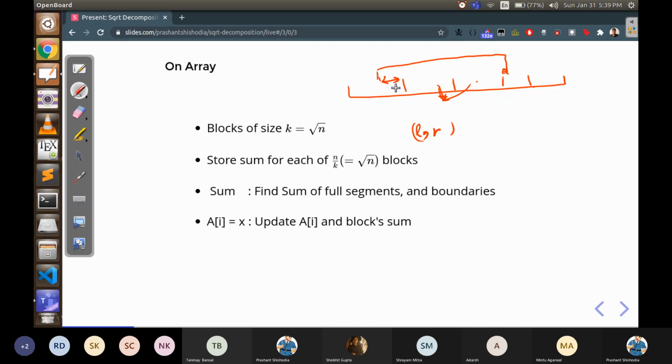Since each block has length root n, on this boundary here I won't have to go more than root n. So I'll have to brute force over root n values. Here also I will have to brute force over root n values, and the number of blocks that can lie in between is at most n by root n, which is root n. So that will give me 3 root n steps per query.